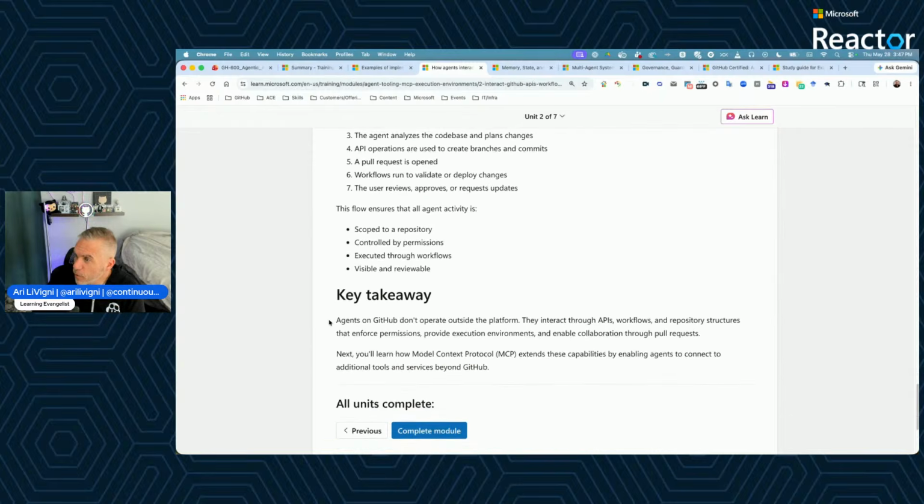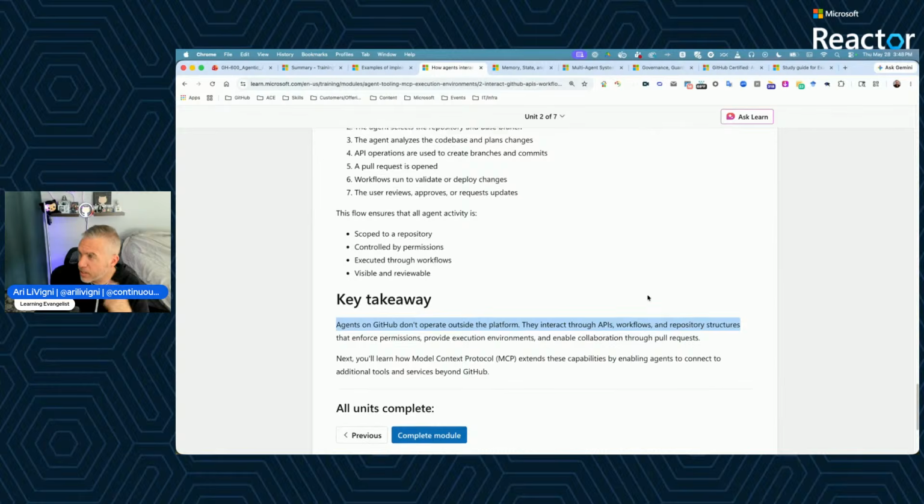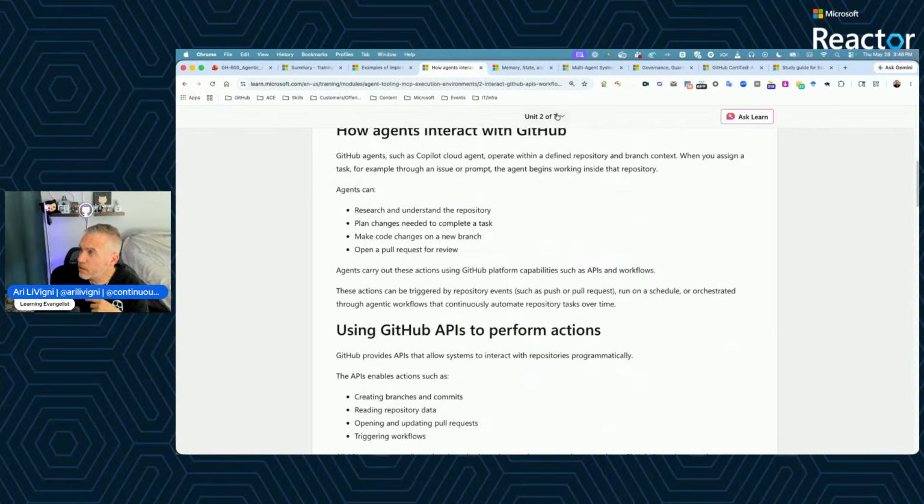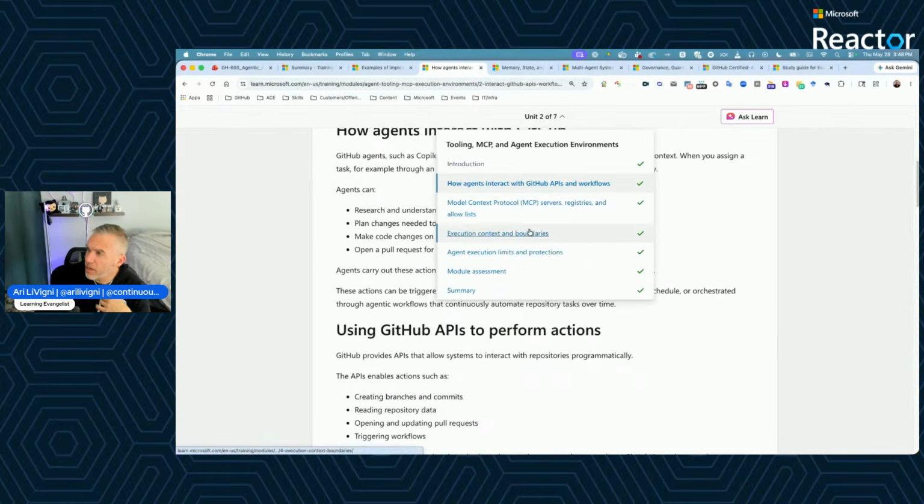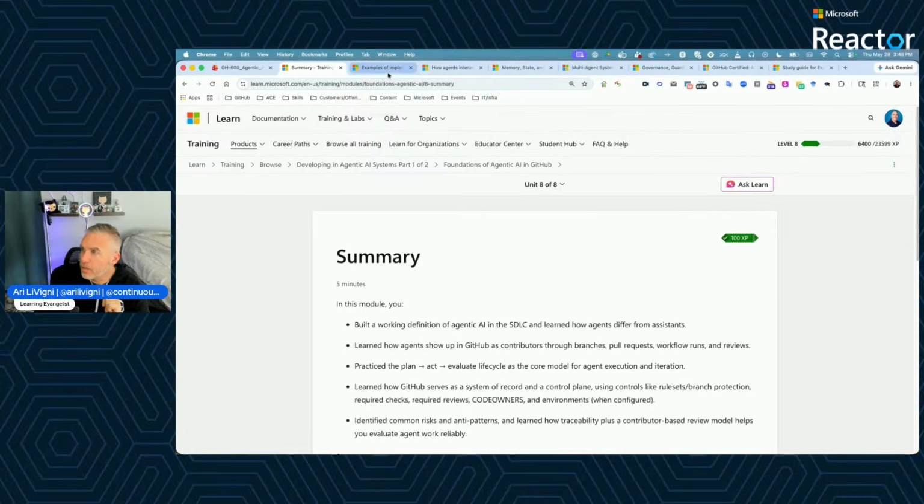So the key takeaway here: agents on GitHub don't operate outside the platform. They interact through the APIs and the workflows, the repository structures, and the permissions you enforce. The model context protocol extends these capabilities by enabling agents, in the next unit. But I would spend a lot of time on this module in particular. All of these 3 are important.